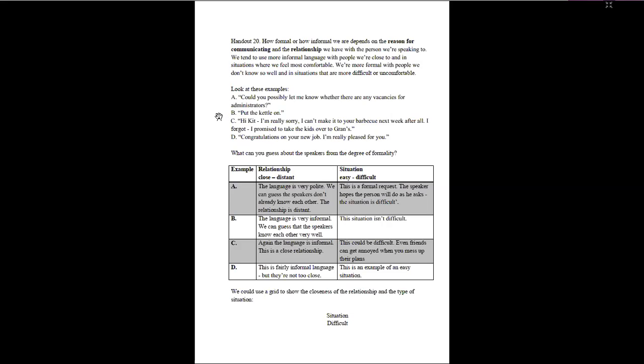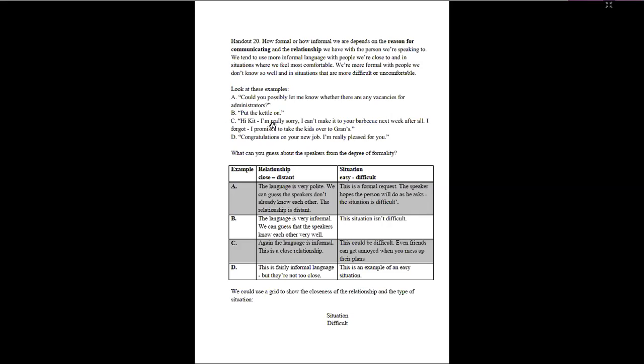Example B: Put the kettle on. So here this example expresses the relationship. The language is very, very informal. We can guess that the speakers know each other very well. Therefore, the relationship is close. What about the situation? This situation is not difficult, so it is easy. So move on to the next example given.